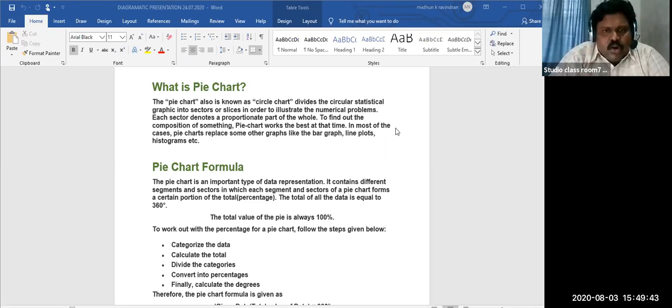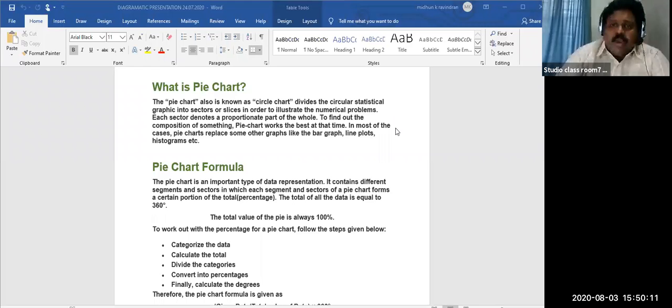Each sector denotes a proportionate part of the whole data. Each slice or sector we find in a pie chart represents different parts of the whole data. To find out the composition of something, a pie chart works best. In most cases, a pie chart replaces other graphs like the bar graph, line plots, and histograms, etc.